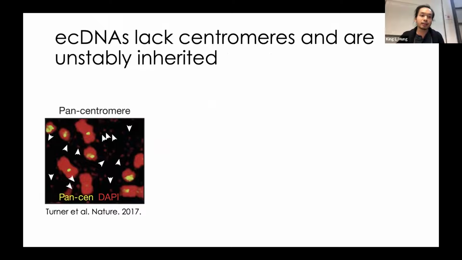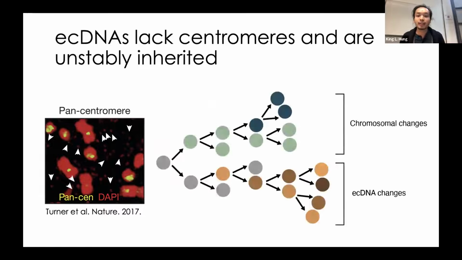But this becomes trickier when we look at ecDNA sequences because ecDNAs don't have centromeres and they're unstably inherited. This has been known for decades, but this is an example from a paper in 2017 showing DAPI staining of DNA, and you can see lack of centromeric signal on ecDNA molecules. So what this means is that as the cells divide, you can end up with different copy numbers of ecDNA in each cell division.